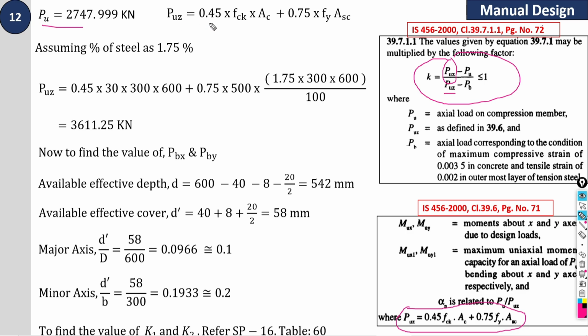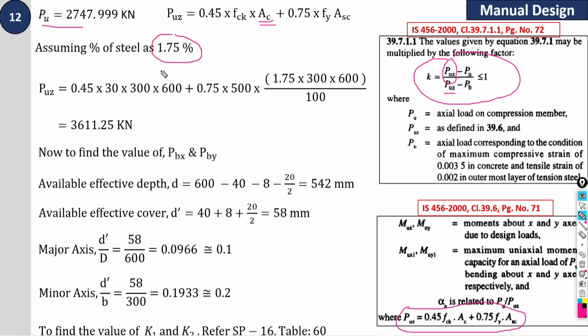PUZ equals 0.45 FCK times the area of the concrete plus 0.75 FY times the area of steel. So this is the point where we have to assume the percentage of the reinforcement. I am going to consider the percentage of reinforcement as 1.75.